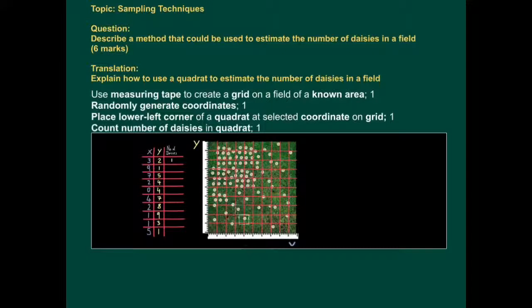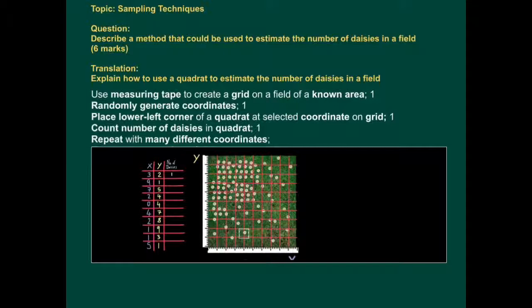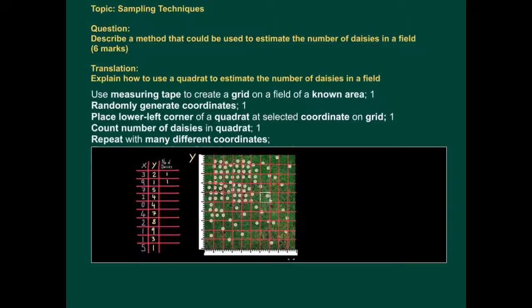So you can see I've got 1 there, and then I basically have to repeat this with many different coordinates. So I keep generating coordinates, moving my quadrat, and writing down how many daisies I find in each square. And I keep moving it, and I take a few samples. Let's say I take 10 samples. So now I've got 10 samples, and I've got different readings.